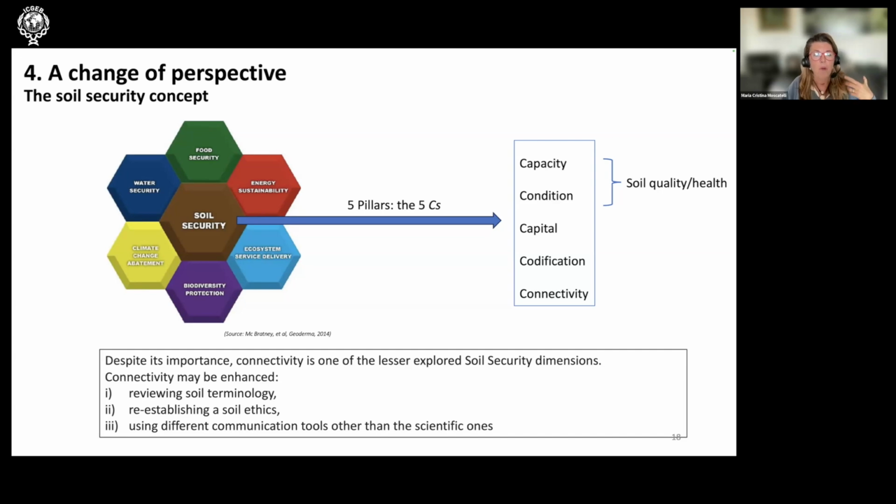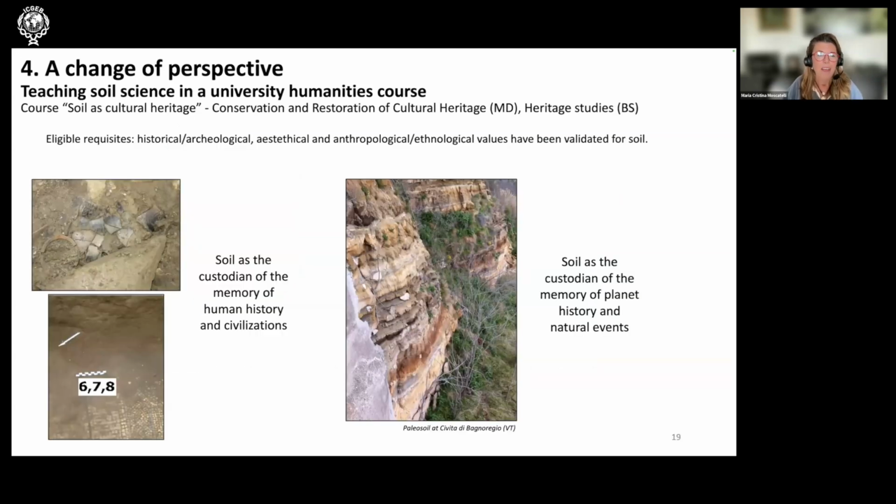The second one is more related to my personal experience. I tried to do my best many years ago, 10 years ago. I started to teach a course in a university humanities program. My course is entitled Soil as Cultural Heritage, and it is offered in the Conservation and Restoration of Cultural Heritage master's degree and in the Heritage Studies bachelor's degree at the University of Tuscia.